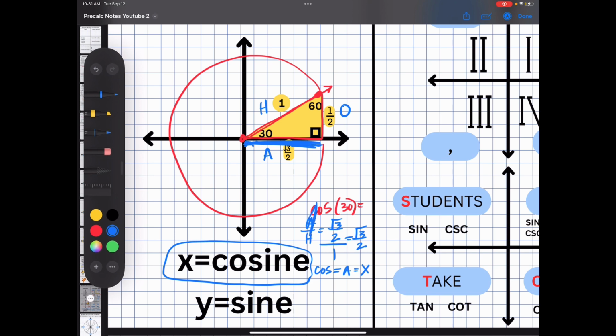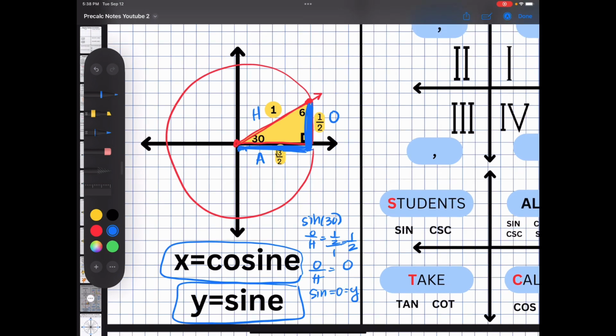And if I were to repeat this with the sine, well, let's see what happens. I would get sine of 30 is opposite over hypotenuse, which is 1/2 divided by 1. And my answer winds up being 1/2, which is only the opposite. And so I can say that sine is the same as O, which is the same as the y value on the unit circle. So I just wanted to give a really brief proof as to why x is cosine on the unit circle and y equals sine.